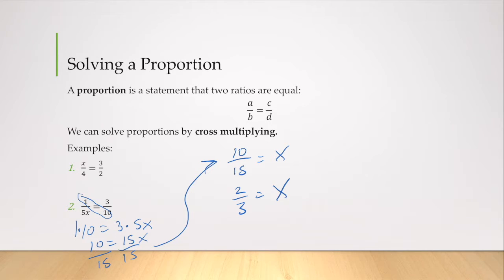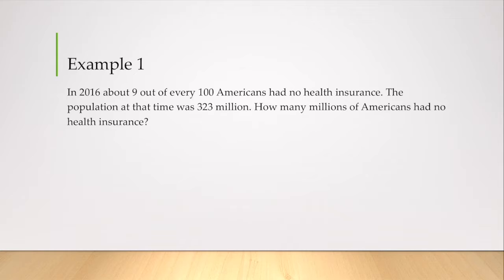We're going to take a look at 4 examples. One of them specifically has an application in nursing. For example 1, in 2016, about 9 out of every 100 Americans had no health insurance. The population at that time was 323 million. What I want to know is how many millions of Americans had no health insurance. So it's important to keep in mind that our unit is millions. My numerator is those who have no health insurance, and my denominator is the population surveyed. So 9 out of 100 equals x, the number without health insurance, out of 323 million.